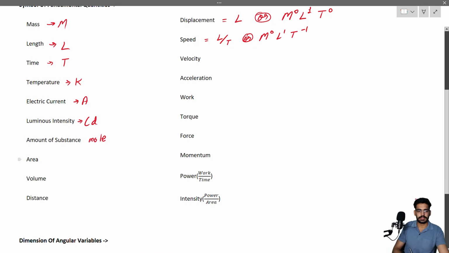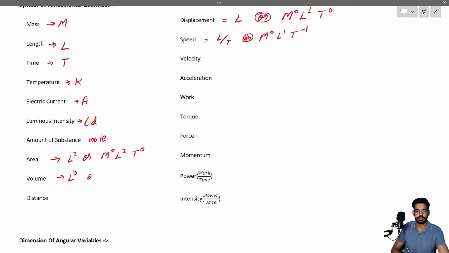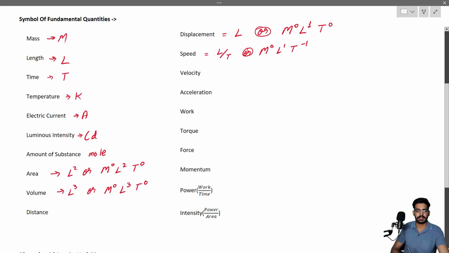Let's write this first, starting with area. Area is basically length squared, so mass 0, length to the power 2, and time to the power 0. Volume is L cubed, so mass 0, length cubed, t 0. Distance, which we already defined, is also L, so we can write m0 L1 t to the power 0.